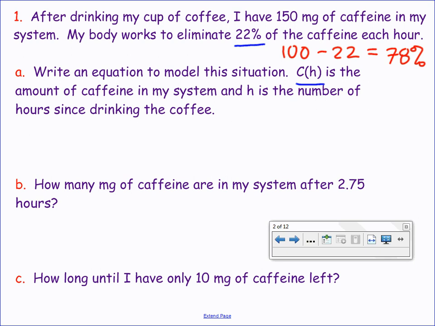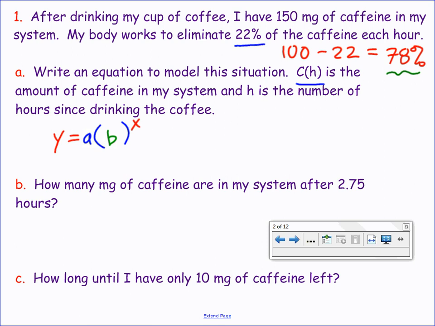So let's go ahead and start out with my general model. My general exponential model is y equals a times b to the x, where b is my percent remaining, right? A is my initial value, and then we see our variable up in the exponent for an exponential equation.